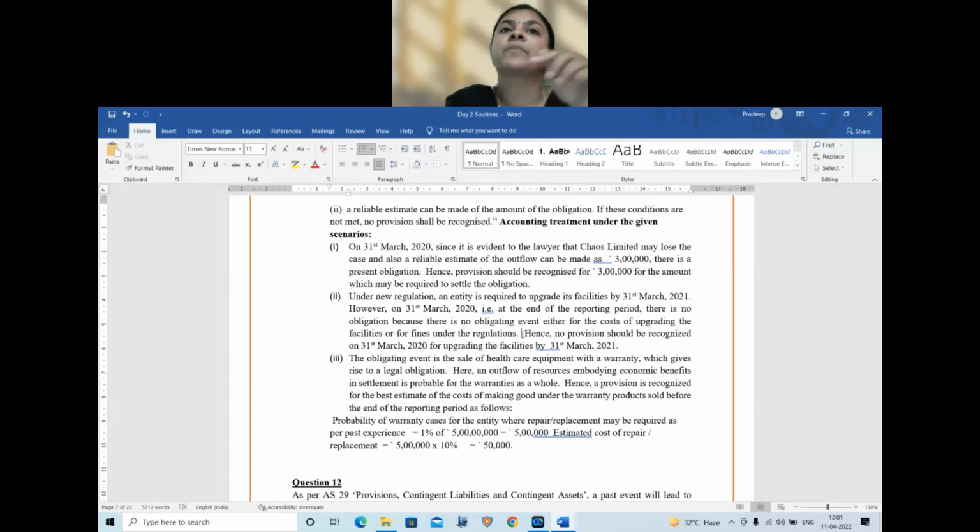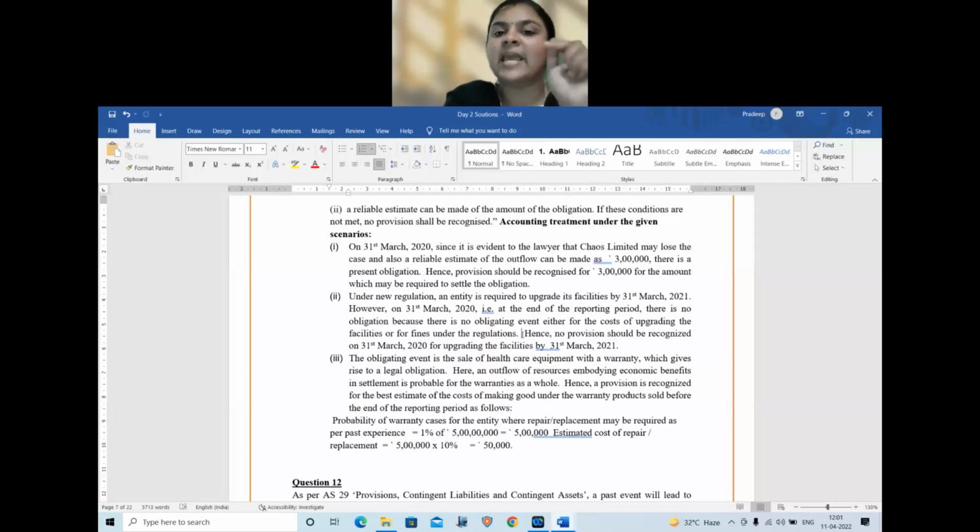Now, in this case, the government is saying that from next year onwards, you have to pay tax at 25%. Just because the government is saying from next year onwards, does your obligation start from today? No. Next year's calculation is next year's obligation.